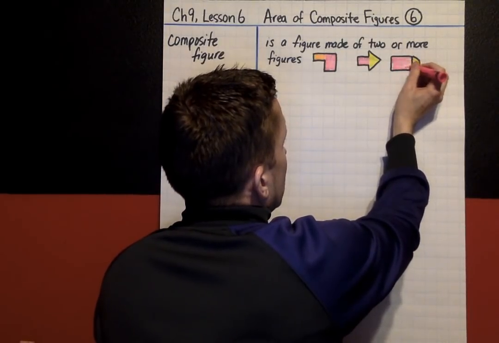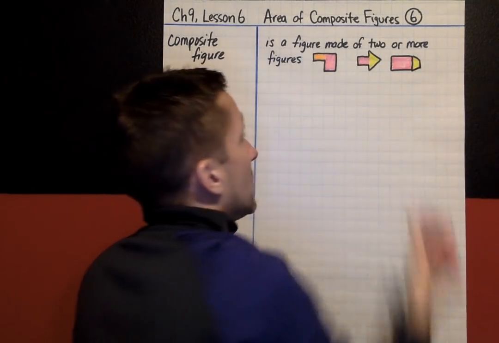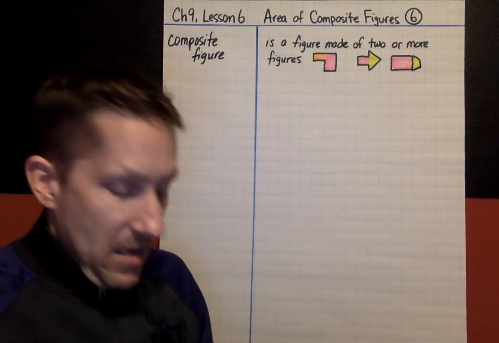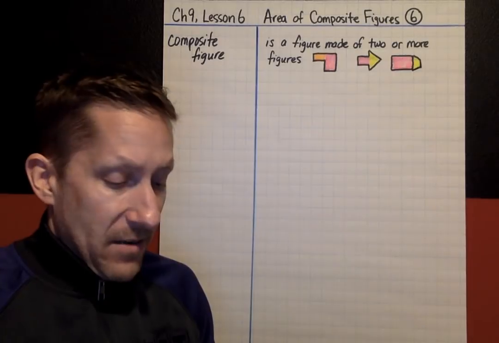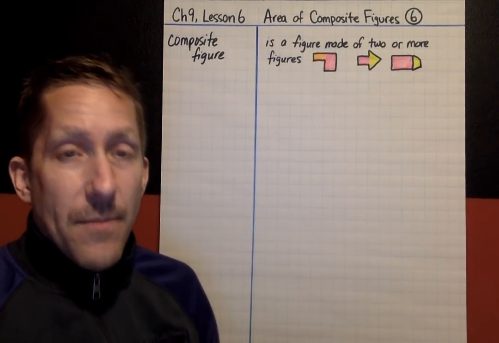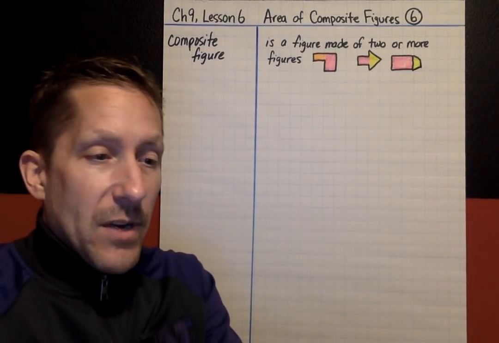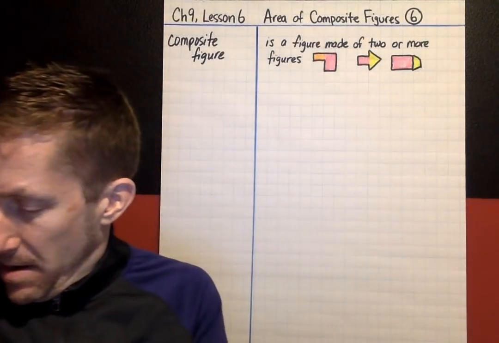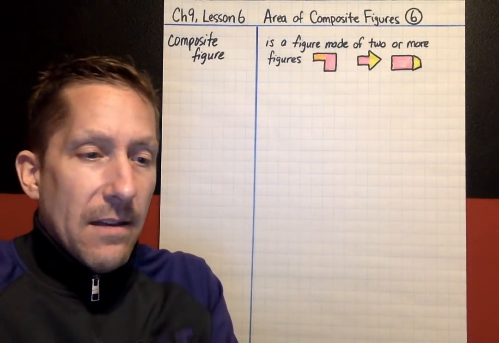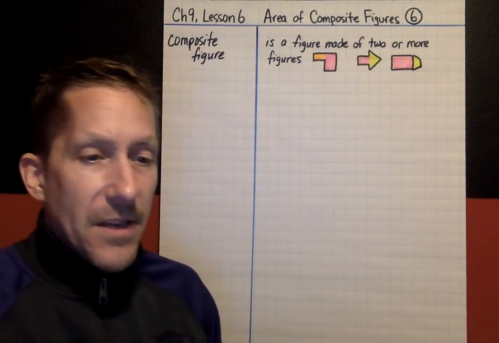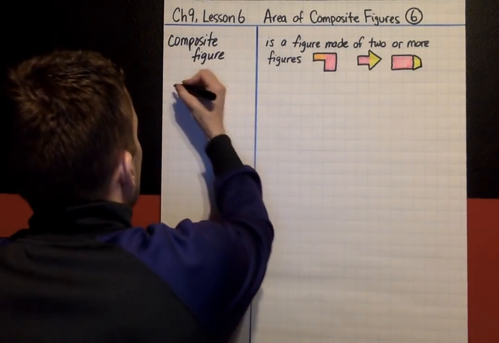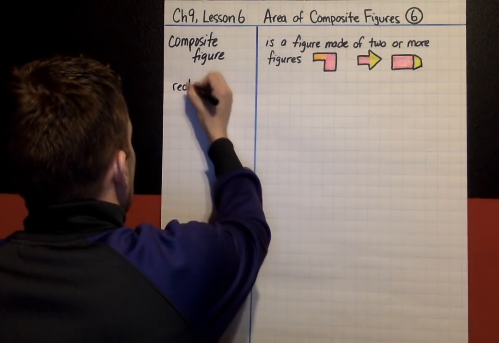So for today's lesson, you're going to have to go back and use your notes for all kinds of different areas for the shapes that you know: rectangle, triangle, parallelogram, and trapezoid. Okay, let's look at a rectangle, triangle, composite figure example.